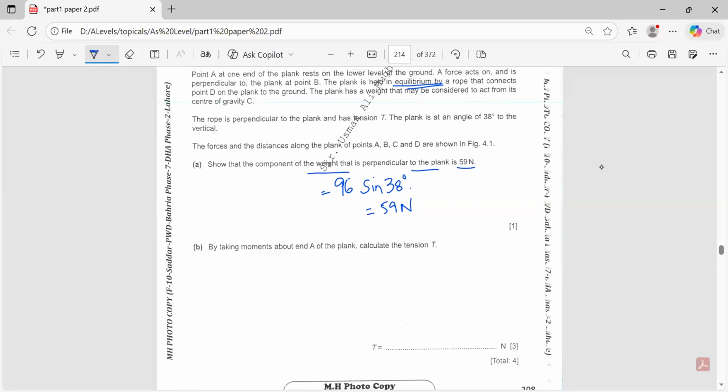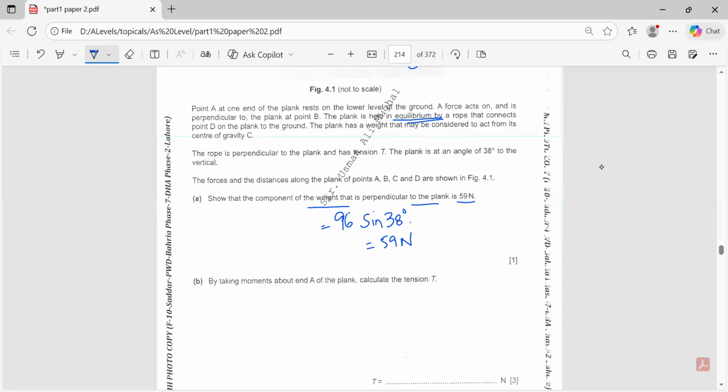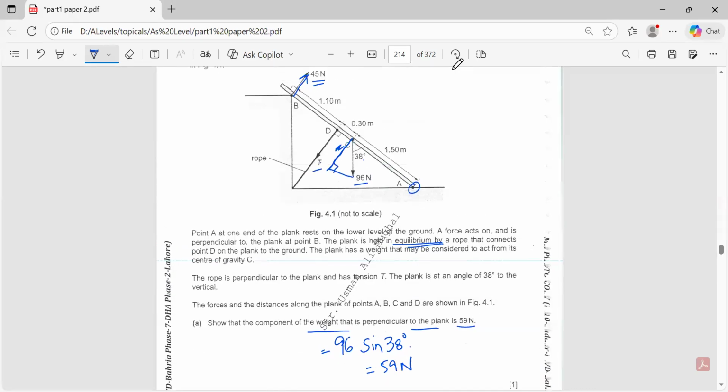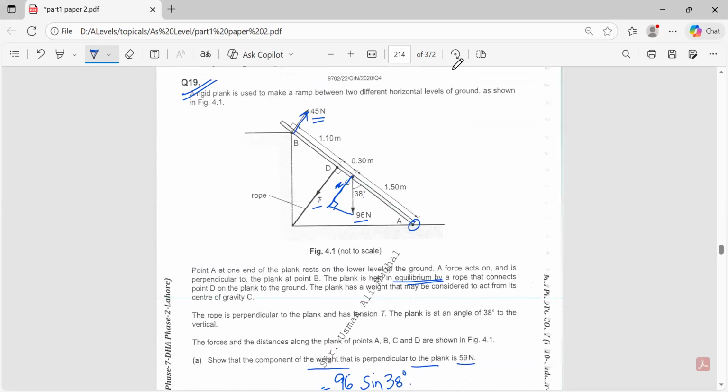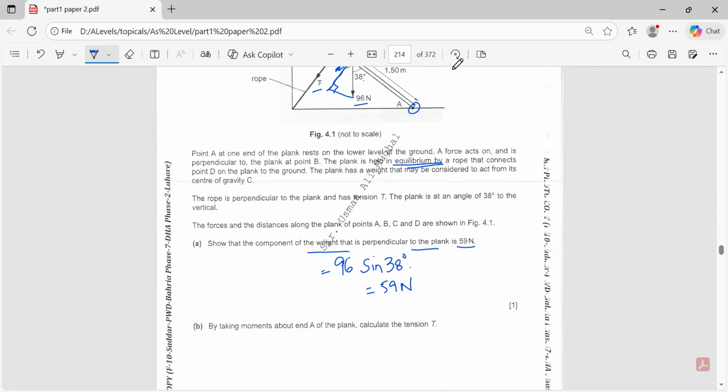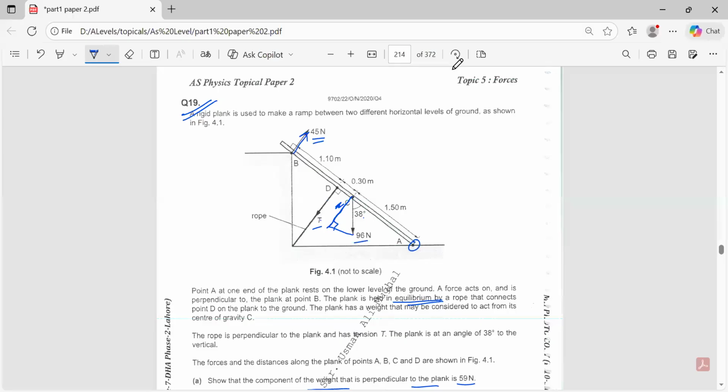Okay. Next it says that you need to calculate the tension T. So this is the tension T which we have to find. Again, we will be doing the question in a similar manner, the same way as we did in the previous question. So for the moments due to tension T, we are going to take the moments about point A. This point A is our pivot point.